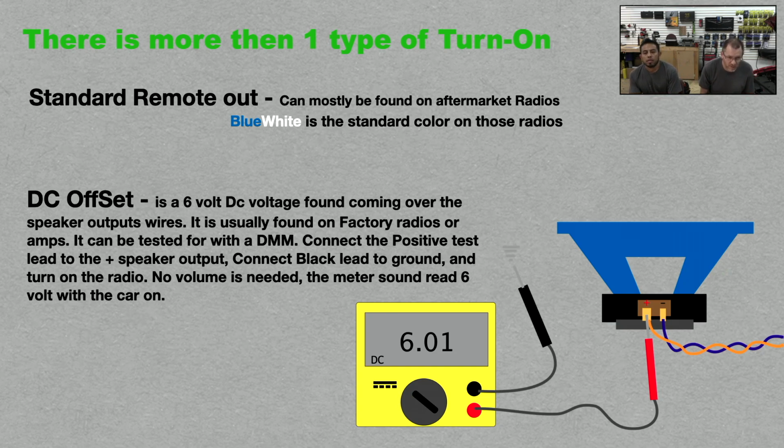The next, which is becoming the most popular for sure right now, is DC offset. This diagram here is showing you how to measure for DC offset with a standard digital multimeter. You set your digital multimeter to the line with the dots beneath it. One lead goes to ground. The other lead is going to go to the positive of the speaker. If you have somewhere around 6 volts, you have DC offset.